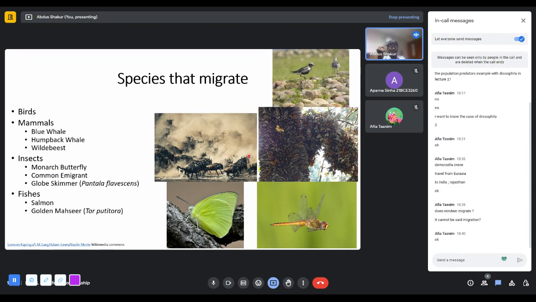And even with wildebeest, as they move, they are also preyed upon by multiple predators. So they're also an important aspect. To sustain different types of species, migration really helps.